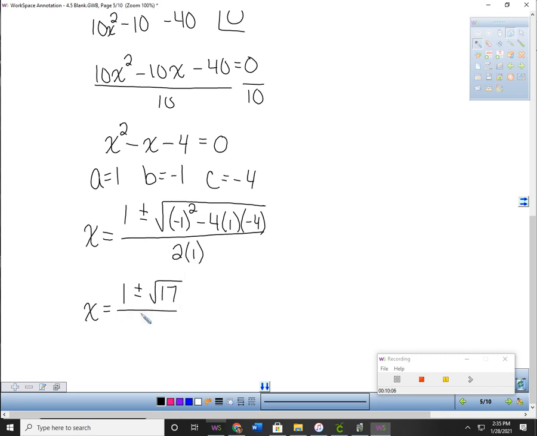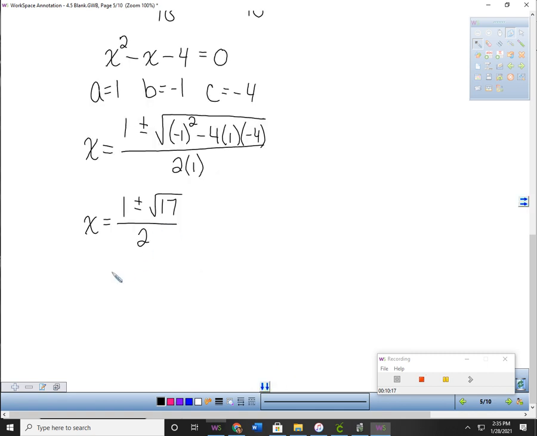And then 2 times 1 is 2. If you can reduce the root, then you should. 17 is a prime number, so I can't reduce that. This is actually 2 answers: I have 1 plus the square root of 17 over 2, but then I also have 1 minus the square root of 17 over 2. And then my other 2 answers were negative 1/2 and, was it positive 3/5? Is that right?